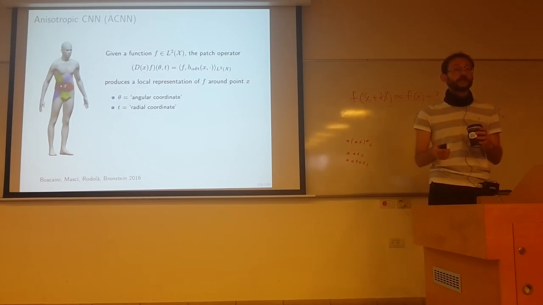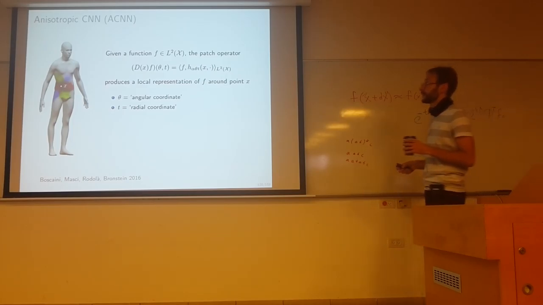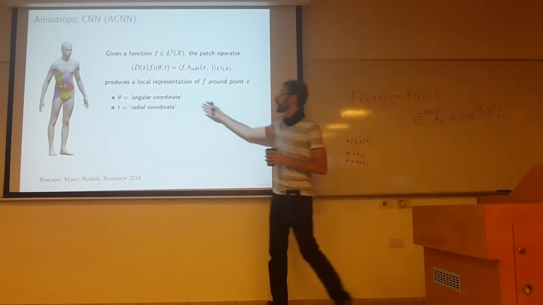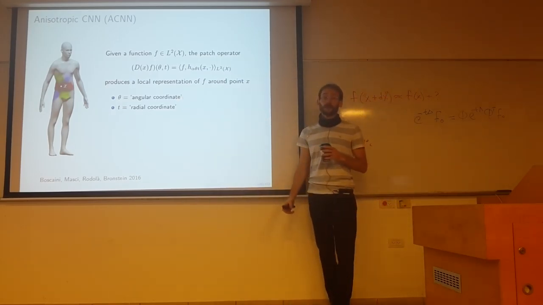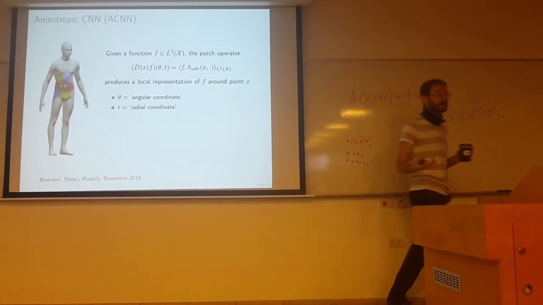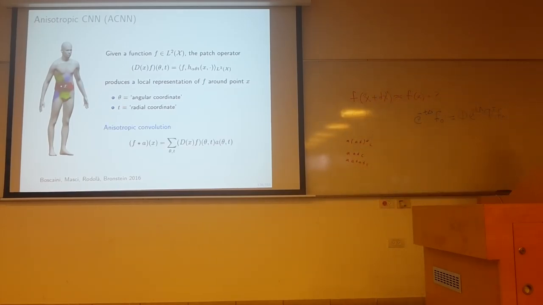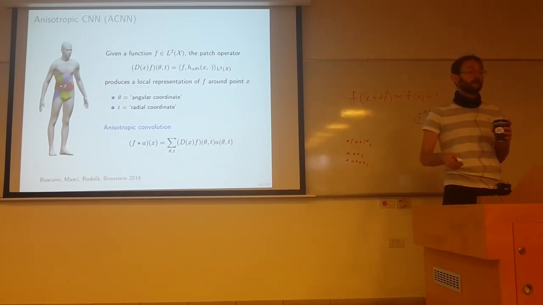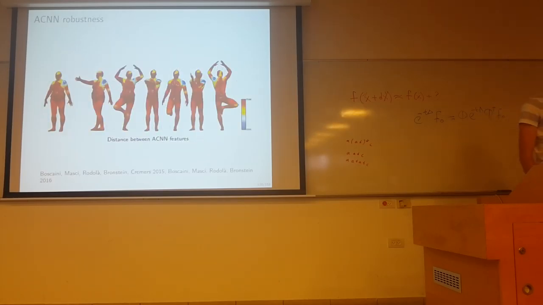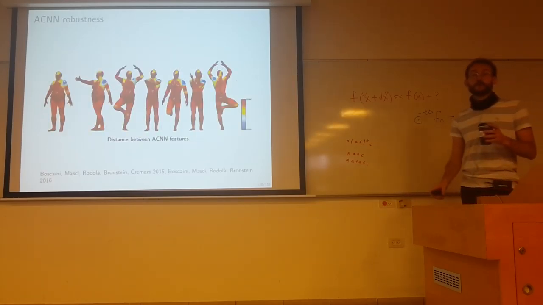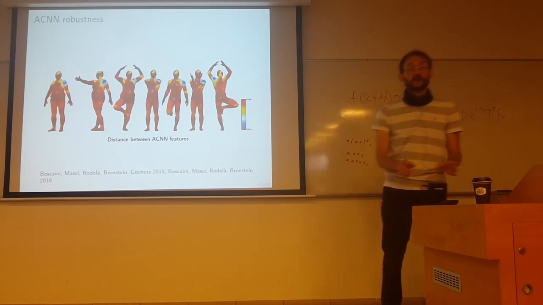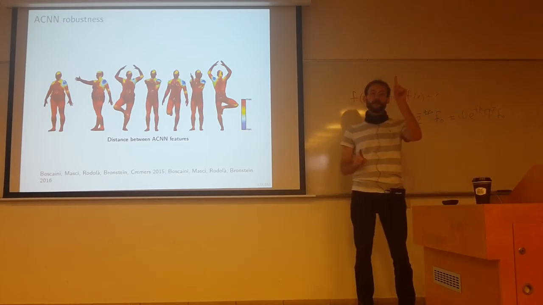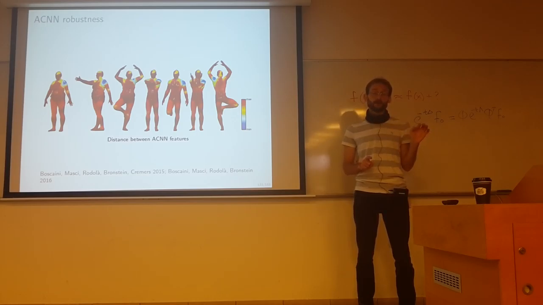Basically we use these kernels as local weights of a patch operator, as we did before with the geodesic CNN. Now we use the anisotropic heat kernels as the weights, where theta can be interpreted as the angular coordinate and t as the radial coordinate. And the rest is exactly the same. What we call anisotropic convolution is basically extracting from this patch operator, multiplying it by a template.